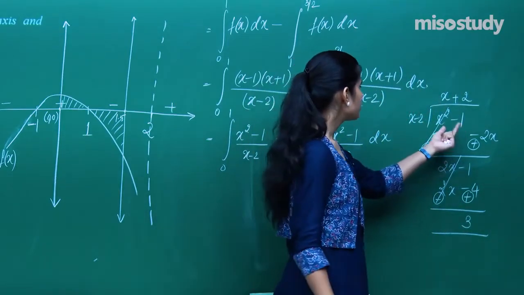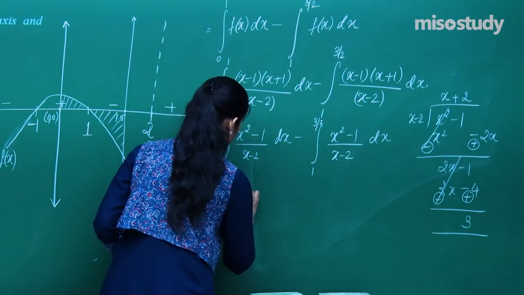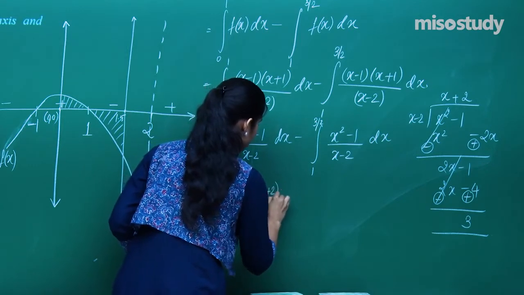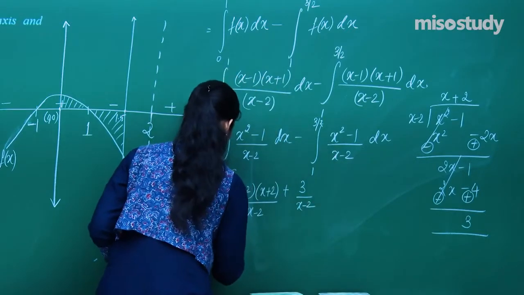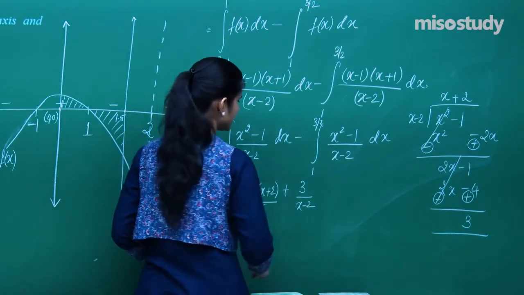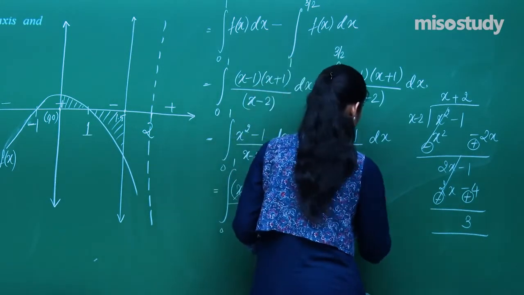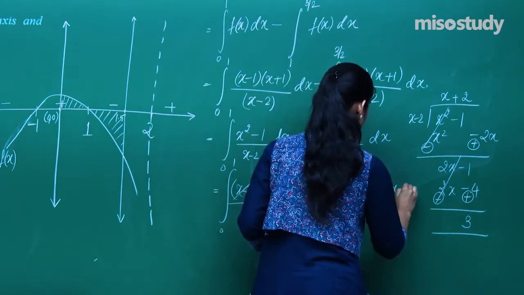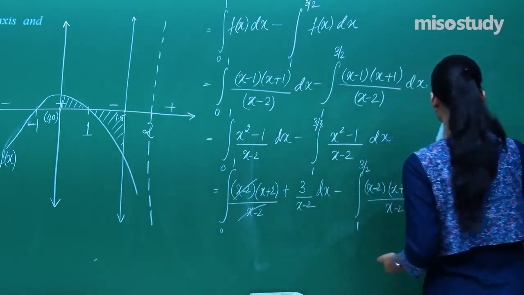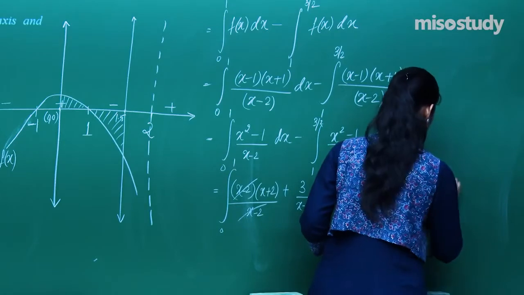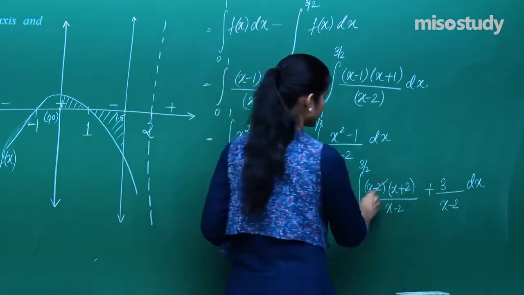So you basically get dividend equals divisor into quotient plus remainder. So you get (x minus 2) into (x plus 2) plus 3, whole upon x minus 2. Integral from 0 to 1. This gets cancelled out. Similarly from 1 to 3 by 2, you have (x minus 2)(x plus 2) upon x minus 2 plus 3 again upon x minus 2 dx. So this again gets cancelled out.